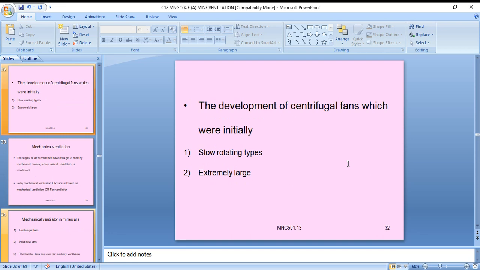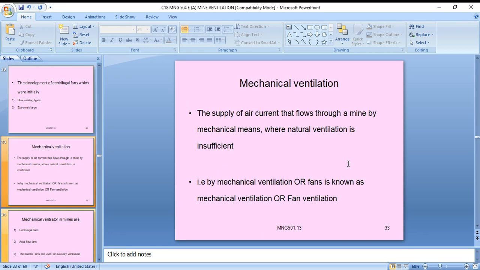Development of centrifugal fans, which were initially slow rotating type and extremely large. So these are very important as far as the centrifugal fan is concerned. Slow rotating type and extremely large type.